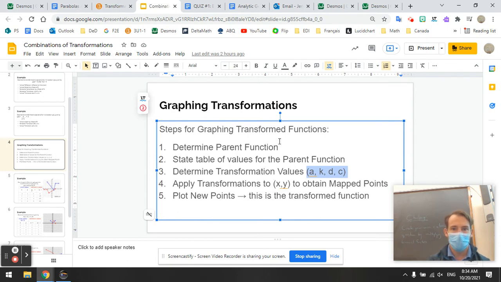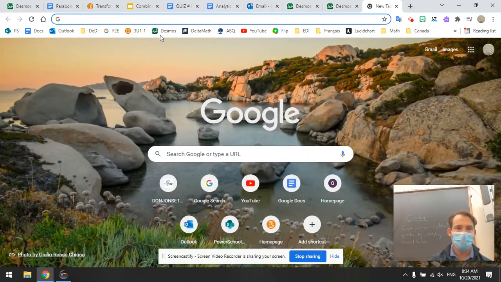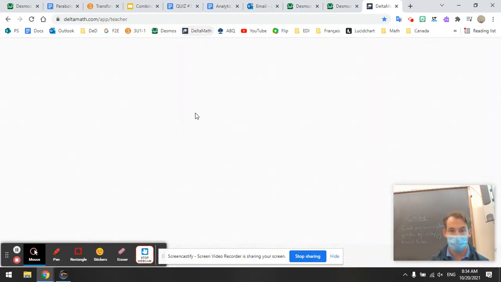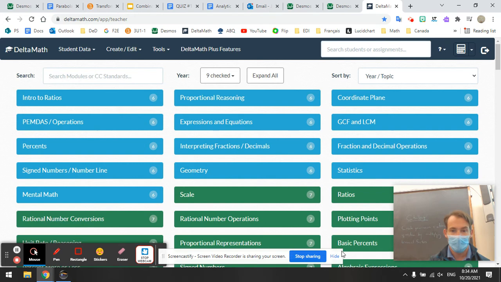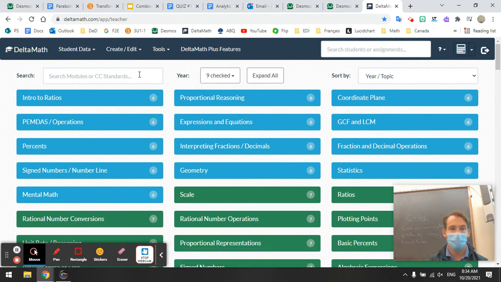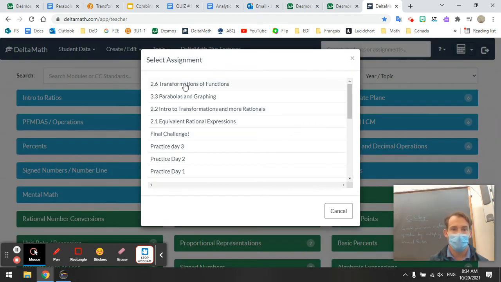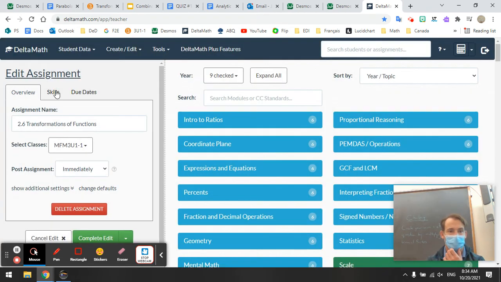So actually, I want to go to Delta Math and give you a tour of the Delta Math assignment, because that's going to be great practice for applying all these different transformations. Delta Math, with its ability to give you instant feedback on this, is going to really accelerate your learning. So let's take a look at the assignment for today, Transformations of Functions, assignment 2.6.